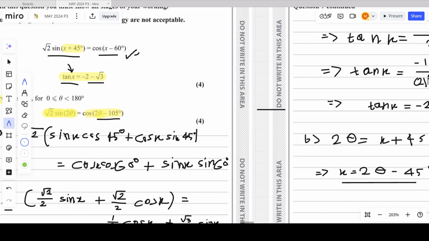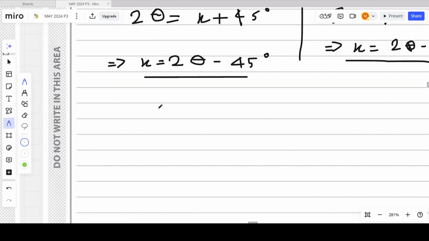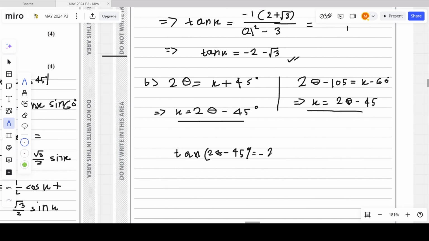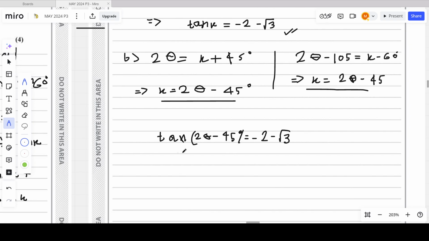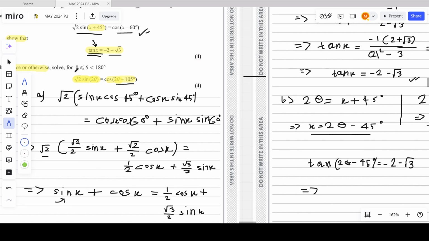Now we will use this substitution in place of x. If you do so, what you will get? tan of 2 theta minus 45 degree equals negative 2 negative square root of 3. Okay, now the range is given, right? It should be between 0 to 180 degree.